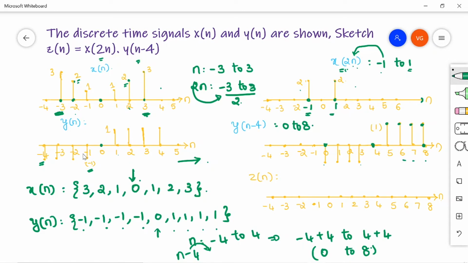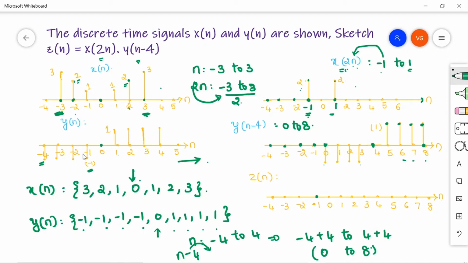What is the question they have asked? To draw z of n. That means you have to multiply. So, multiplication is simply multiplying the amplitudes at each and every instant, right? So, I don't have signal here at minus 4, minus 3, minus 2. Right? I have the signal only at minus 1. At n is equal to minus 1, x of 2n has an amplitude of 2, whereas for y of n minus 4, amplitude is 0. So 2 multiplied by 0 is 0 at n is equal to minus 1.